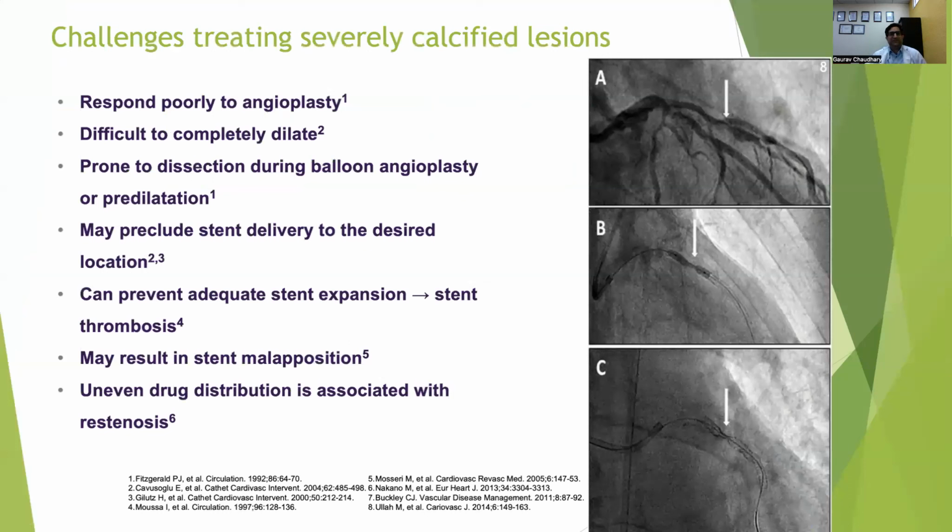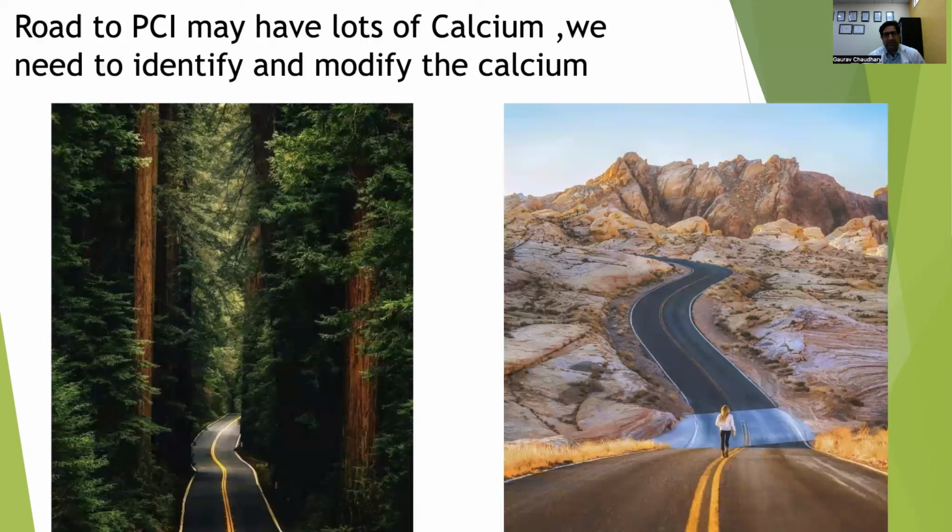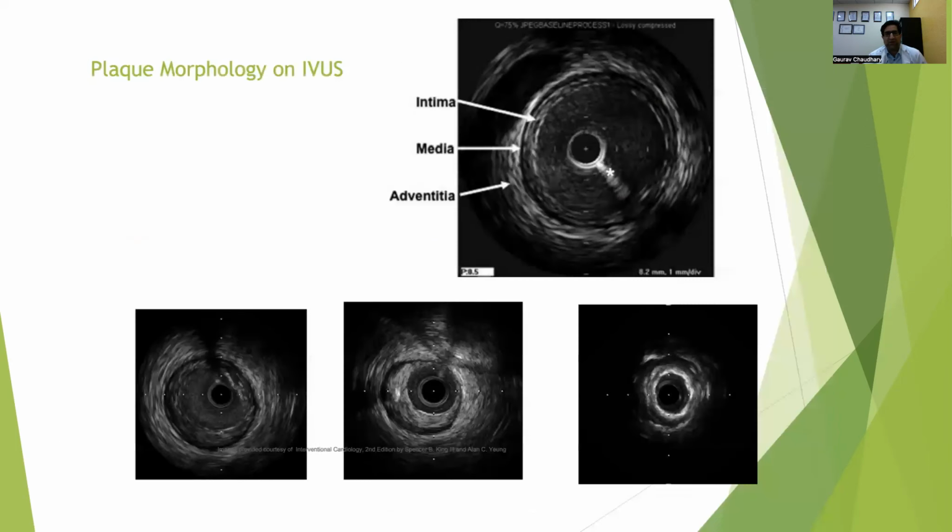So there are a few challenges once we are treating a calcified lesion. One is poor response to the angioplasty. These calcified lesions are difficult to dilate, and even if you are dilating, they are prone to dissection, and they may preclude a stent delivery to the desired location and can prevent an adequate stent expansion, and that can lead to stent thrombosis. So once we are dealing with these lesions, many times we may not expect that calcium can be problematic. So the road can be rocky as compared to the greeny road.